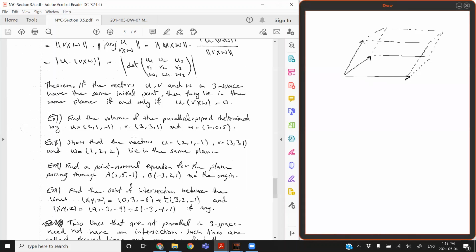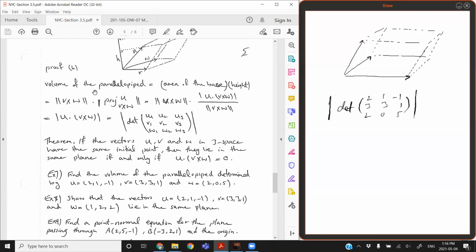Now let's look at this one. It says find the volume of the parallelepiped determined by these 3 vectors. So the volume is going to be the same as the absolute value of the determinant of the matrix where you have u as the first row, so 2, 1, minus 1, v as the second row, 3, 3, 1, and then w as the third row, 2, 0, 5. So this is just what we proved over here, that the volume of the parallelepiped is going to be this determinant.